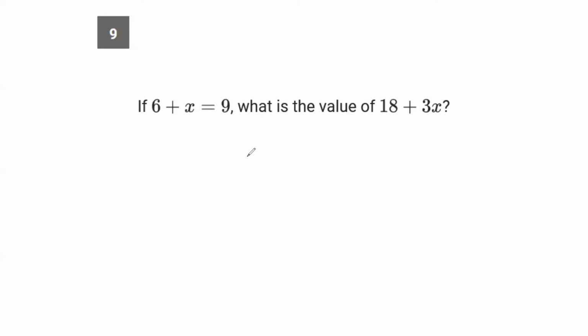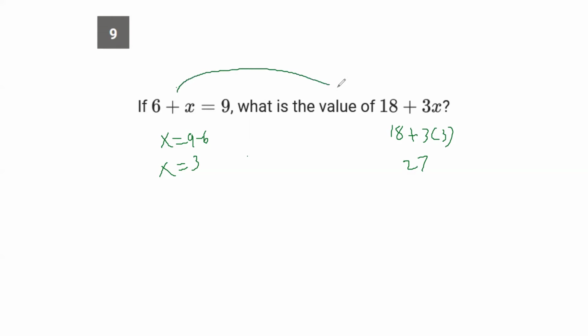If 6 plus x equals 9, what is the value of 18 plus 3x? So you can solve this one by doing x equals 9 minus 6 equals 3. And then you plug that in, right, and do 18 plus 3 times 3 equals 27.